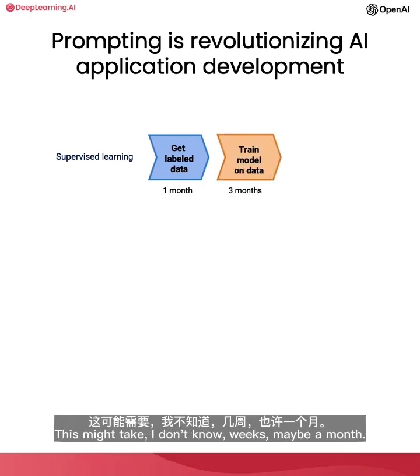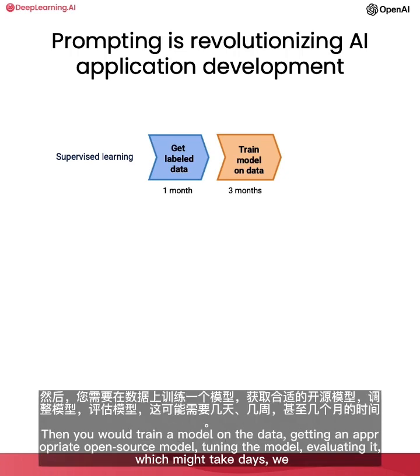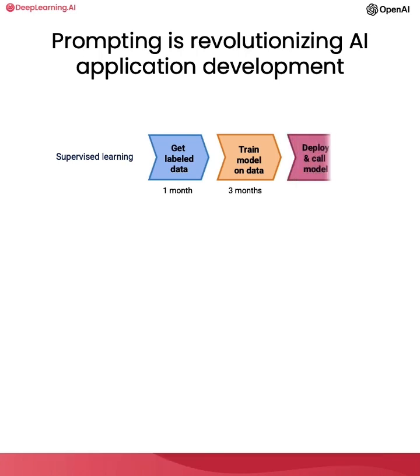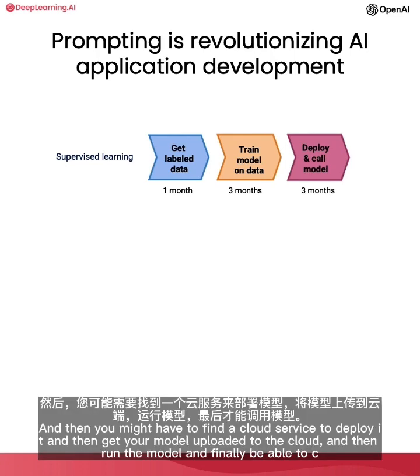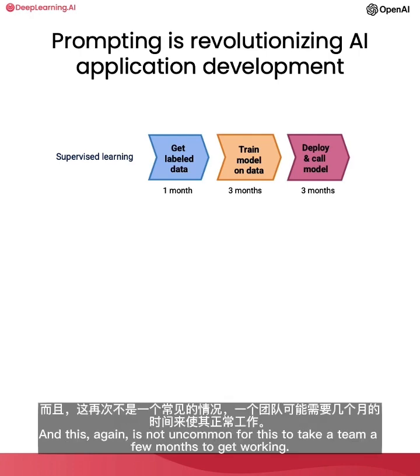Then you would train a model on the data, getting an appropriate open source model, tuning the model, evaluating it. That might take days, weeks, maybe even a few months. And then you might have to find a cloud service to deploy it, get your model uploaded to the cloud, and then run the model, and finally be able to call your model. And it's again not uncommon for this to take a team a few months to get working.